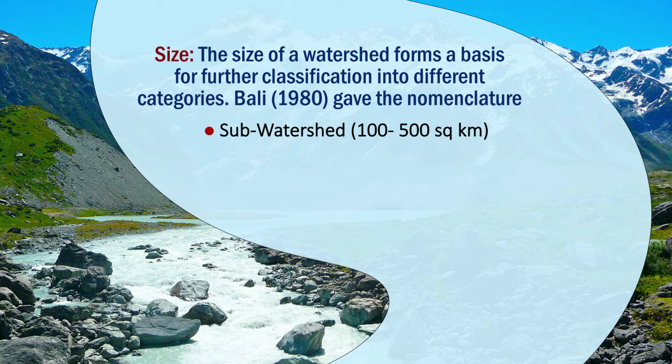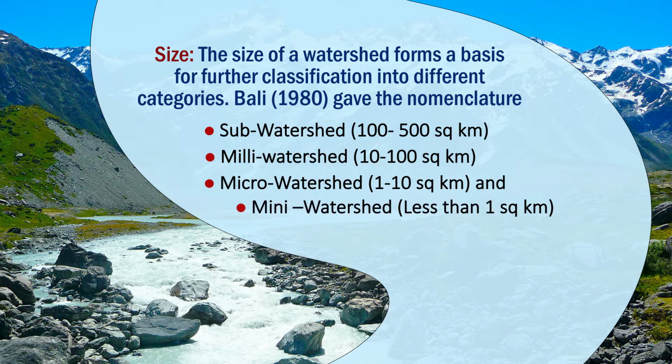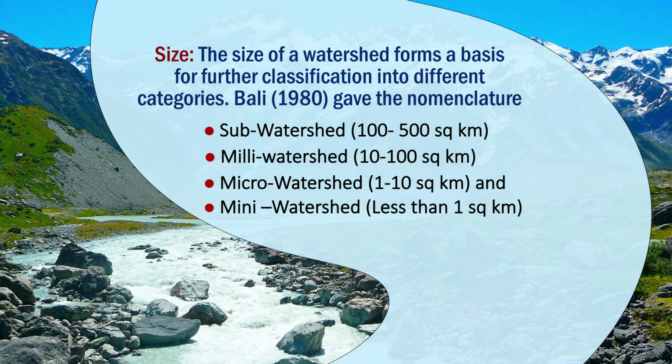the size of watershed is 100 to 500 square kilometers as sub-watershed. If it is 10 to 100 square kilometers, then milli-watershed. If it is between 1 to 10 square kilometers, then micro-watershed. And it is mini-watershed when the watershed is less than 1 square kilometer.